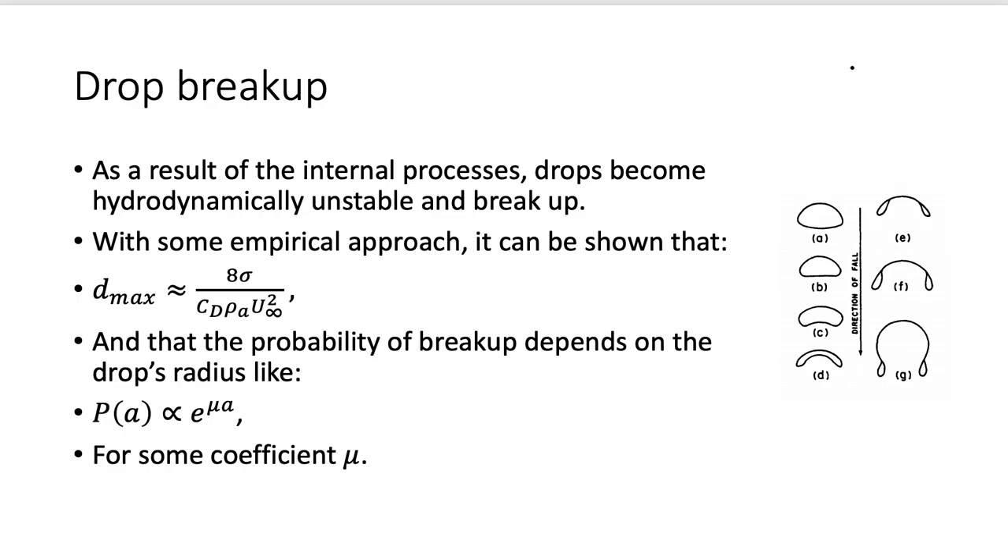And so that's why the spectrum goes like e to the minus the radius or the diameter of the droplet, because at a certain point you become unstable. With some kind of empirical approach, you can actually determine the maximum diameter of a droplet past which you become unstable and you break the droplet.